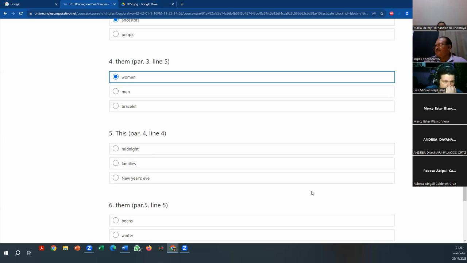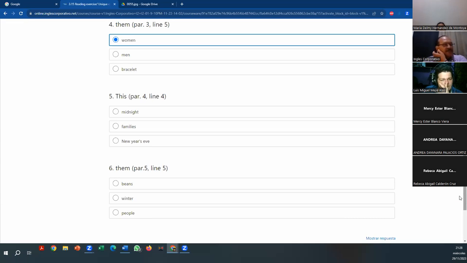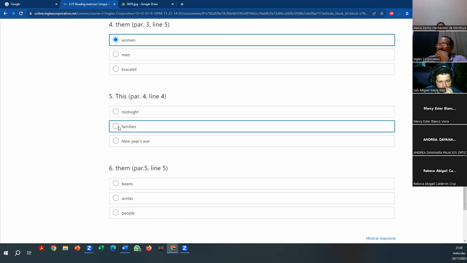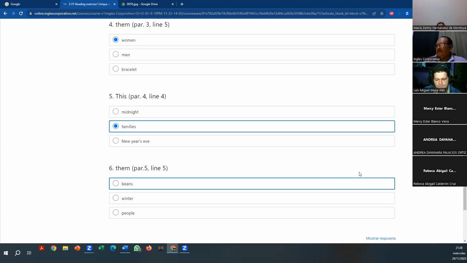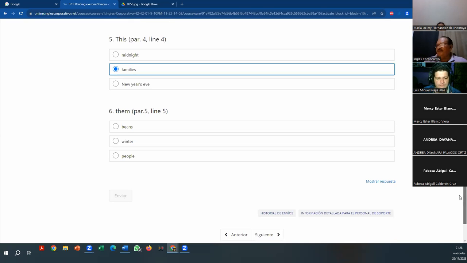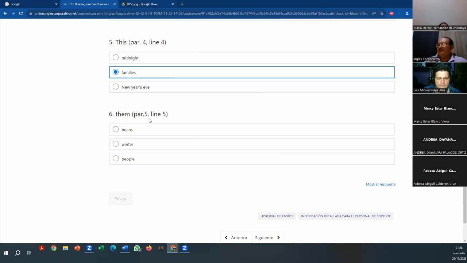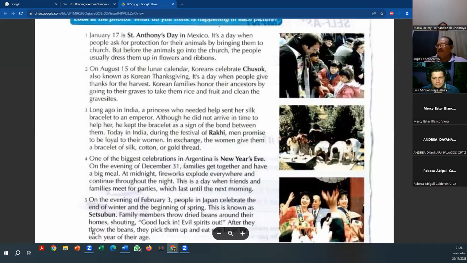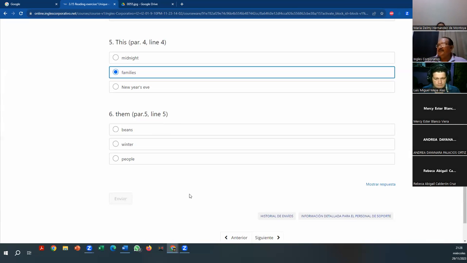And number five, New Year's Eve, families. And number six, them in part five, line five: good luck, evil spirits out. After they throw the beans, they pick them up and eat them. Beans.